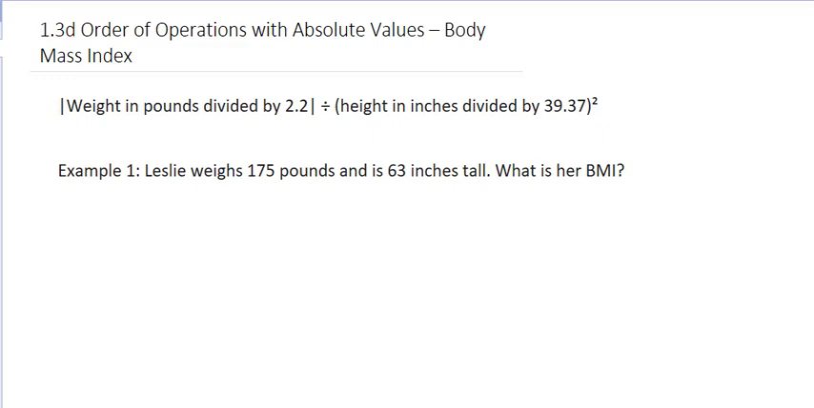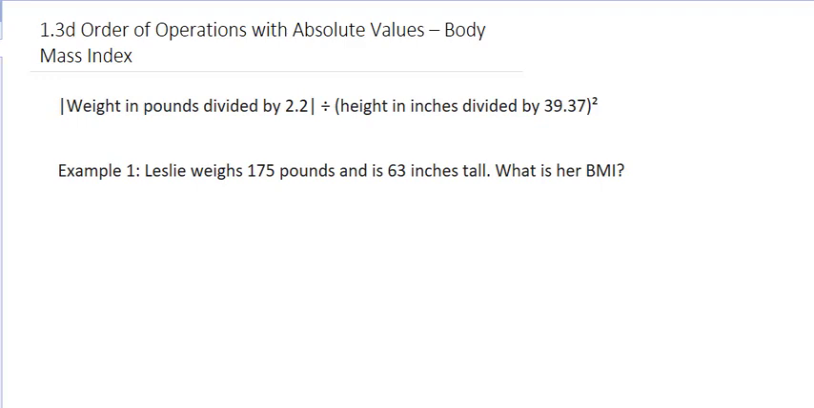Order of operations with absolute values, body mass index. In your workbook, we have a chart. This chart relates to our body mass index. So to determine the BMI number helps healthcare professionals decide how much nutritional intervention is needed.